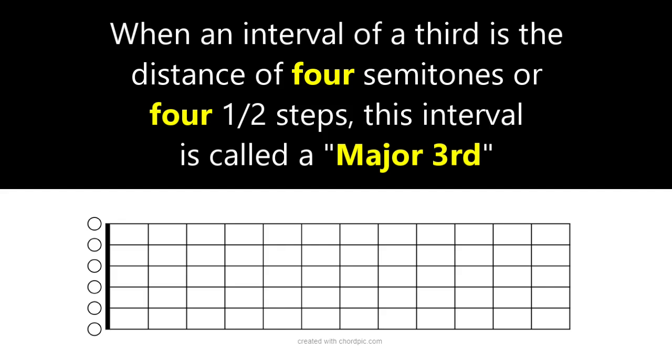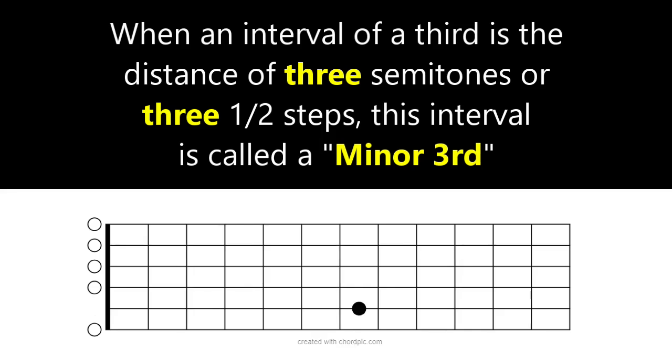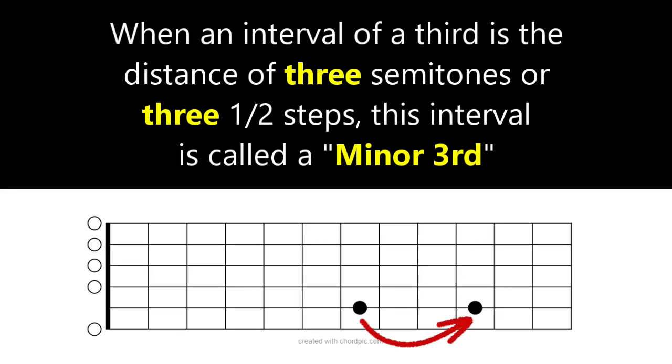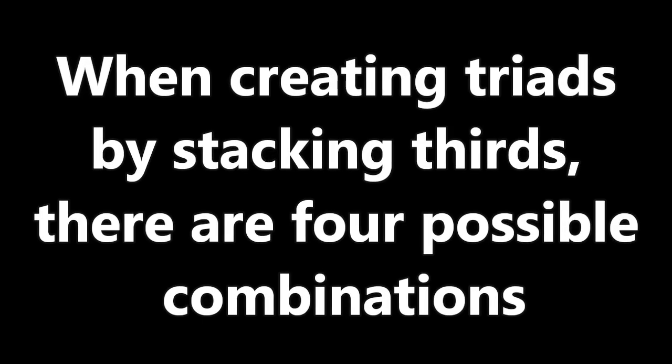Also, when an interval of a third is 4 semitones or 4 half steps in distance, you get a major third interval. When an interval of a third is 3 semitones or 3 half steps in distance, you get a minor third interval. That means when you are creating triads by stacking thirds, there are 4 possible combinations you can get from these 2 intervals.